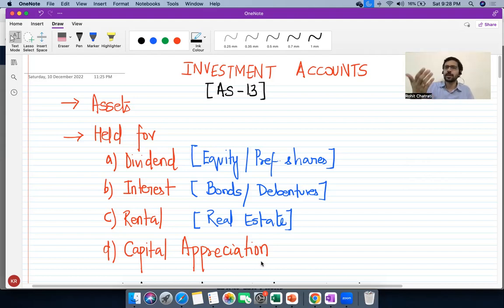What do we mean by capital appreciation? The fact that the price of this instrument that you've purchased may increase in future. You want that price to increase in future. That is referred to as capital appreciation.